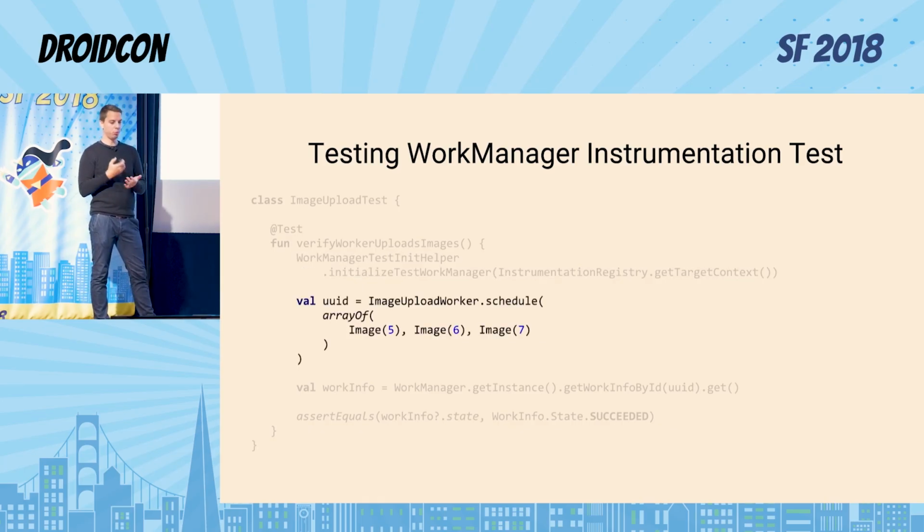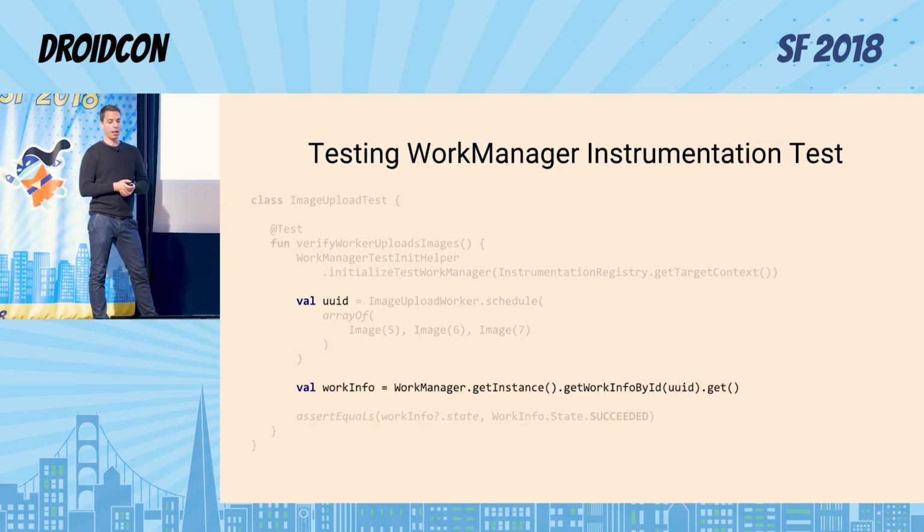Then I create my real data here and call schedule on my upload worker. And the key to understand is here, when I call schedule and call enqueue, the test WorkManager immediately runs your worker. It doesn't wait. So when this method returns and gives me back the unique ID, then my worker finished already. And I can use this information to get the information about my worker, and there I can verify the result.